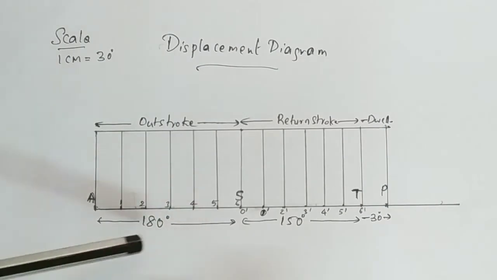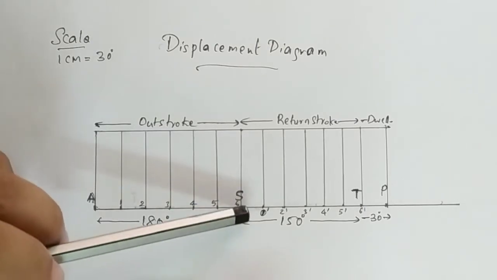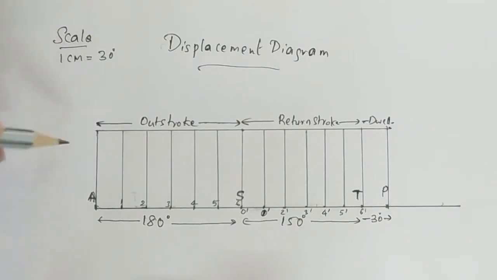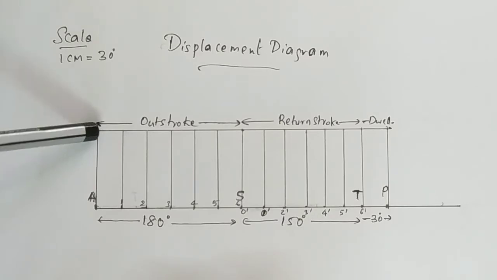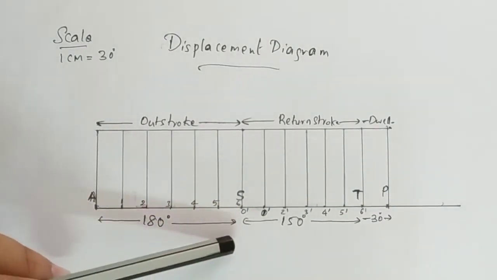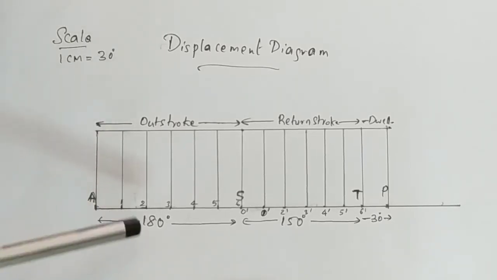So first of all we will draw the required lengths on this horizontal line and mark the points S, T and P. Then we have to draw the stroke length. This is the stroke length, and it is nothing but 31.4 mm. So for 31.4 mm you draw a vertical line, then you draw a horizontal line parallel to this line and complete the rectangle. Here what we have to do is divide this outstroke into 6 equal parts, or 8 if you prefer, whatever is favorable for you. So I have divided it into 6 equal parts.